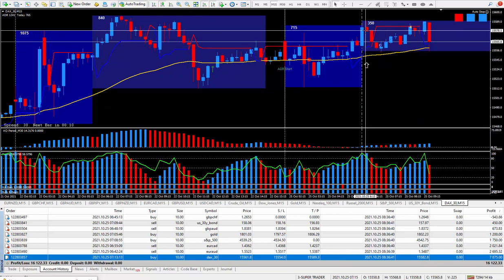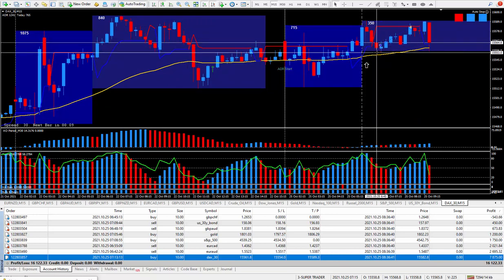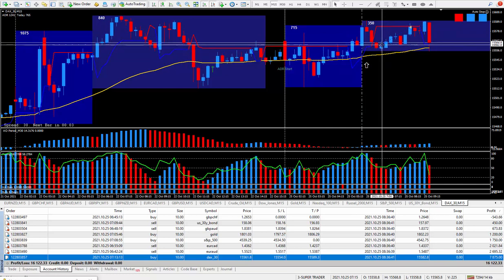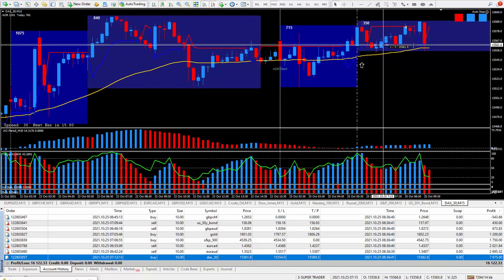Took the trade here. There was the pullback, got in. There's my stop, pretty small stop. Keep in mind that this pays a lot per pip. Closed out the trade right here with 208 pips.